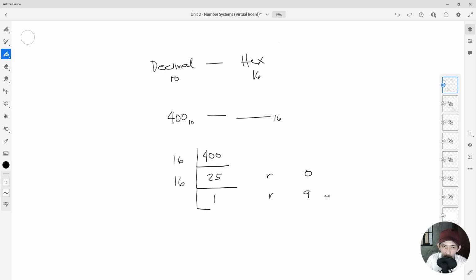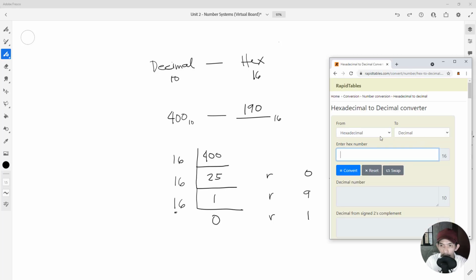Now, divide natin yung 1 to 16. Mas mataas na tong 16 natin, so we're going to have a 0 quotient. So, the remainder is 1. Okay. So, now, let's write this upwards. Write this upward. So, the answer is 190 in hexadecimal. That is our final answer.